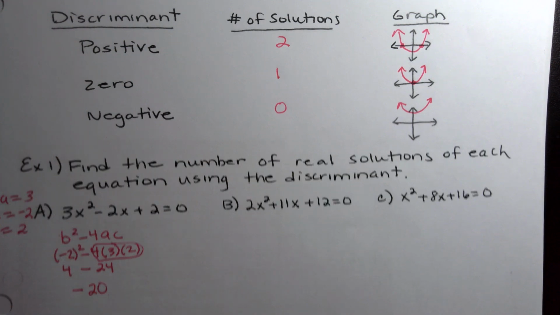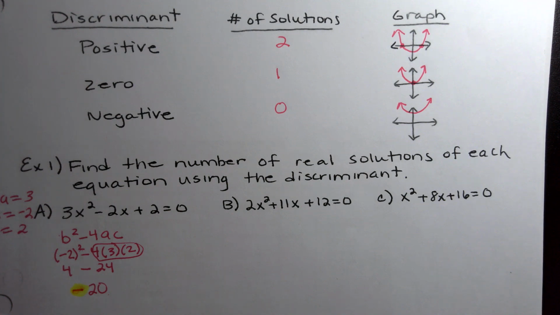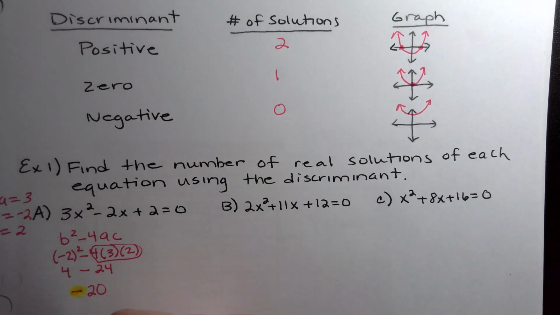But the part we need to notice is this part right here. Although I do check the whole number to make sure you did your math right. It's negative. So I go up here and I look for negative and I see, oh, 0 solutions.